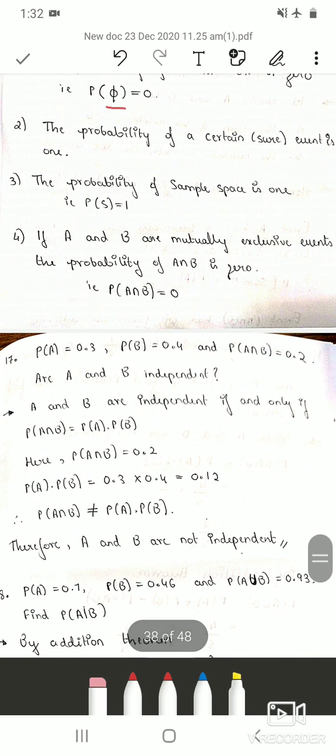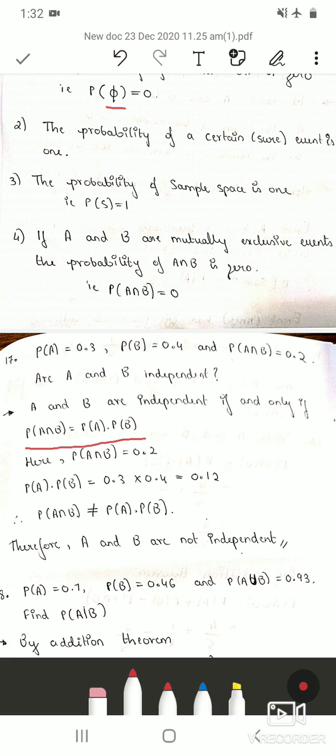So the 17th problem is, if probability of A is 0.3, probability of B is 0.4 and probability of A intersection B is 0.2, we have to find out whether A and B are independent. We know that events A and B are independent if and only if probability of A intersection B is equal to probability of A into probability of B. Here we have probability of A intersection B as 0.2. Let us substitute all the values and check whether they are equal or not.